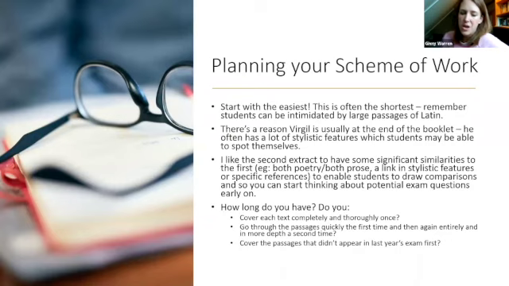But the question is, do you go through each text completely and really thoroughly once and spend plenty of time on each one, so you've given them all the information on it? Or do you go through the passages relatively quickly, so you've got to the end, you know that everyone's been taught it once, and then start back at the beginning and go through it again as revision? I think there's benefits to both ways of doing things.